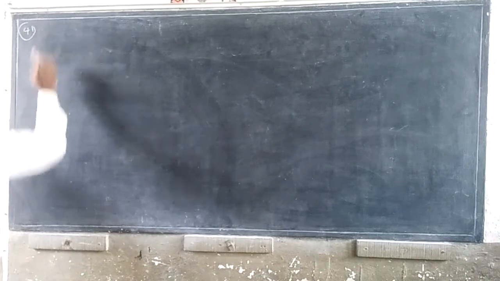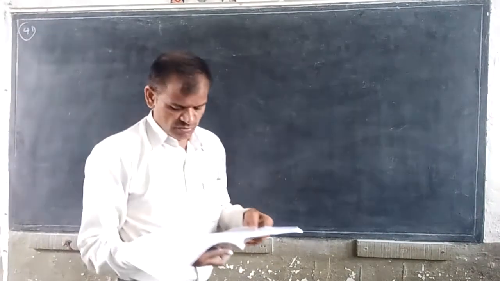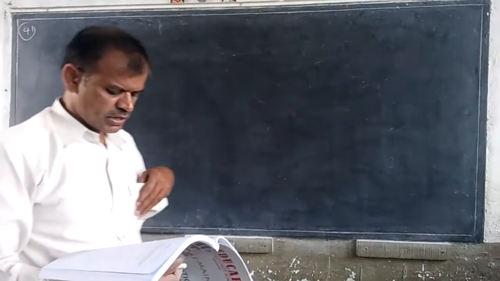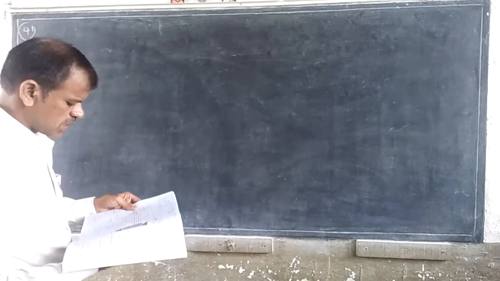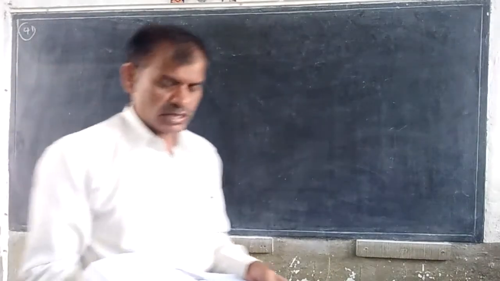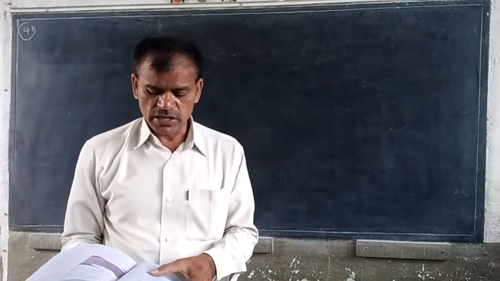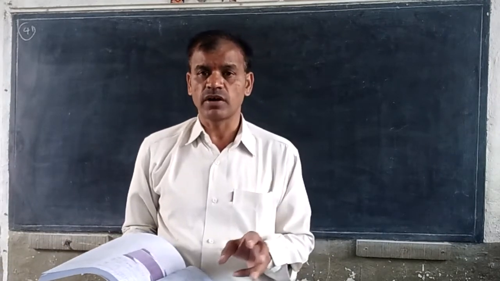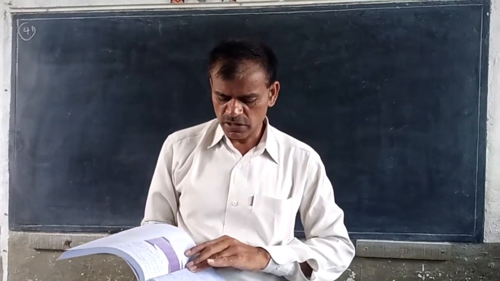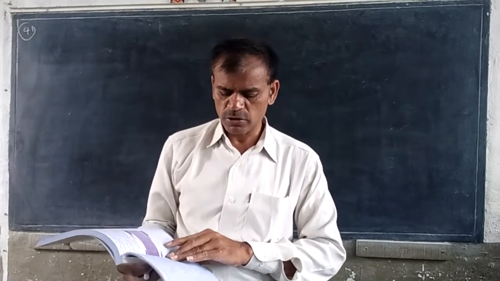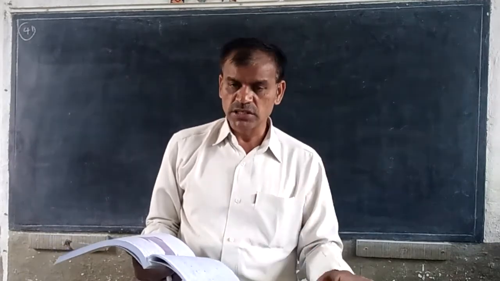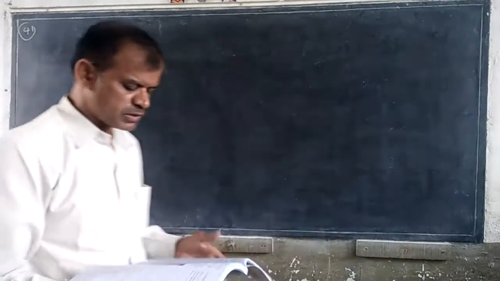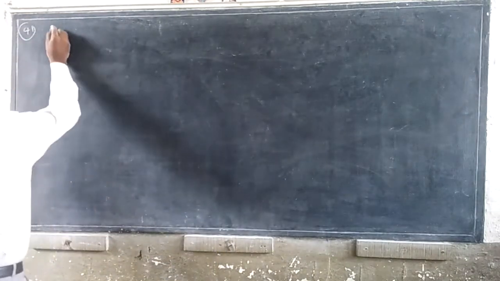Question number 41. Let f be an injective function with the domain x, y, z and range 1, 2, 3 such that exactly one of the following statements is correct. Read once again: exactly one statement is correct, the remaining are false. The statements are f of x equal to 1, f of y equal to 1, f of z equal to 2. Among these three statements, only one is true, the remaining two are false. So let us take the cases. Then f inverse of 1 is equal to dash.